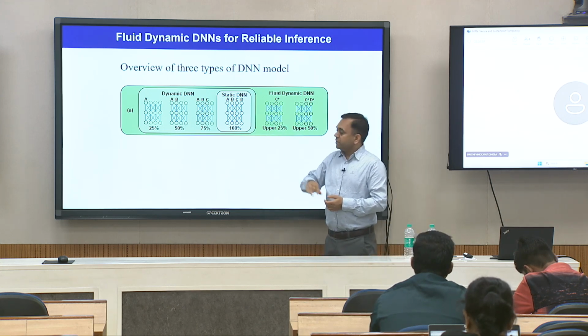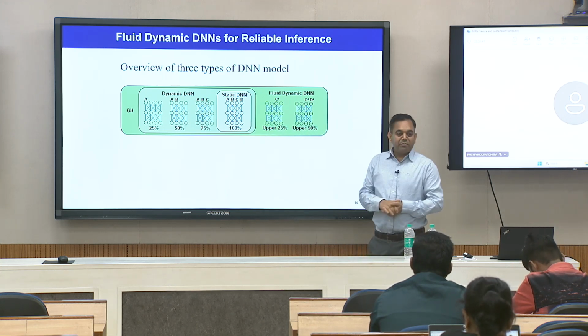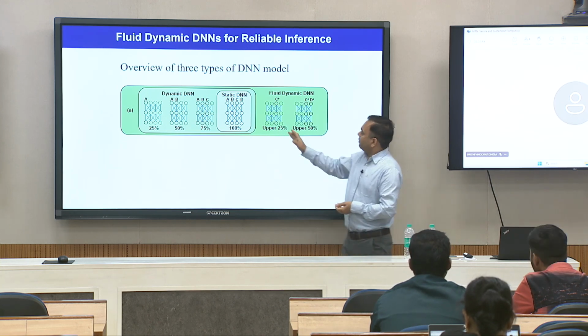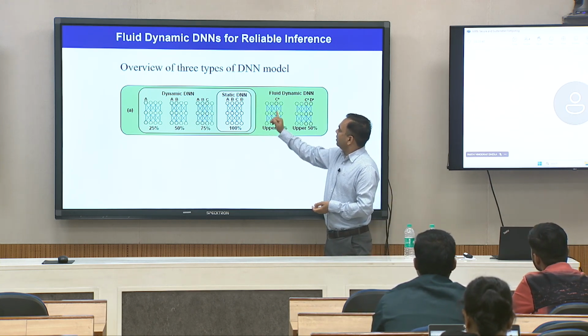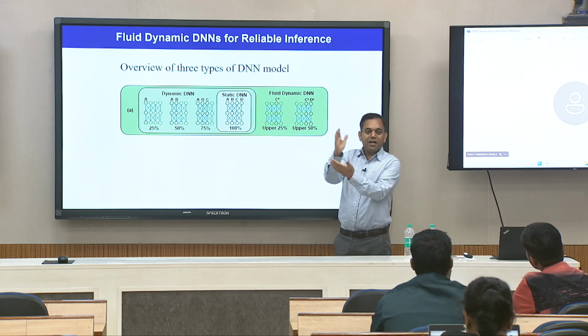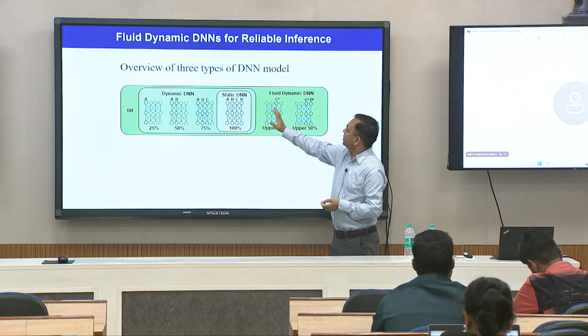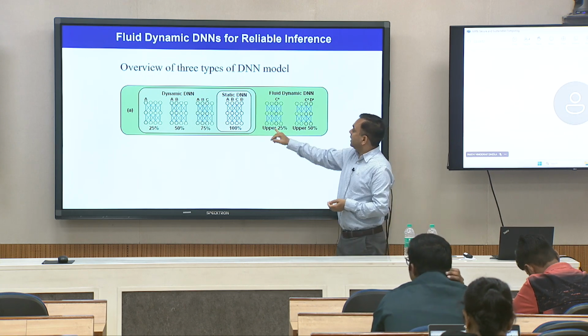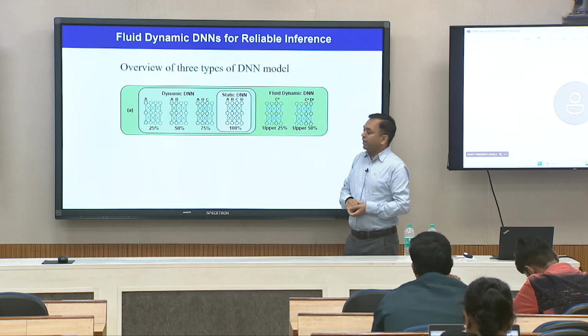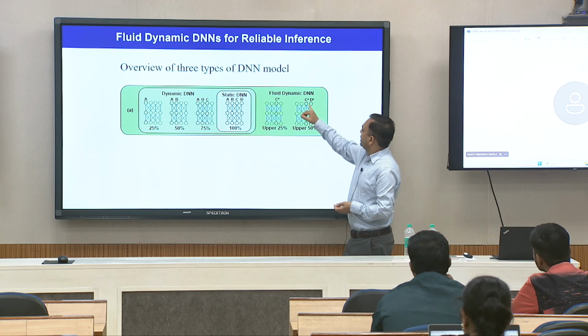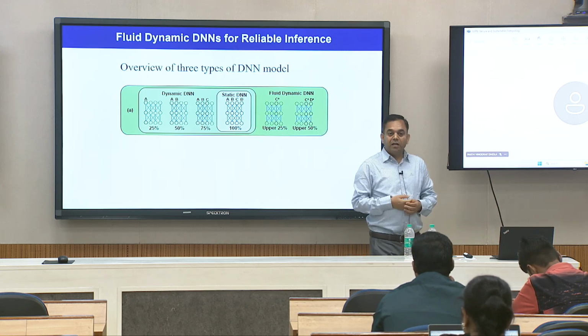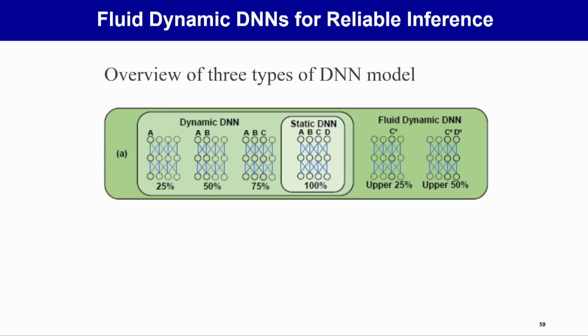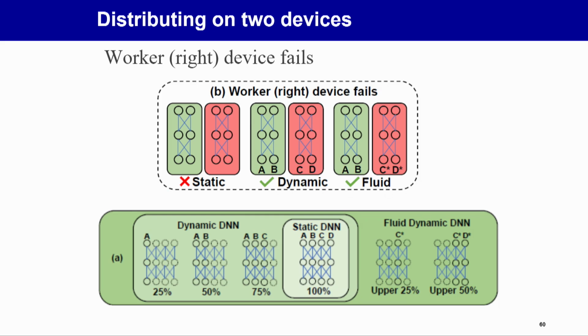So what we proposed is called fluid dynamic DNNs. Here, what we did, we tried to train the upper part, not starting from the left side, but rather something in the middle. So this is the upper 25% of the model we trained, and then we trained this one as well. So this is the upper 50%, upper 25%. Maybe it's not clear yet what the advantages are, but it will be clear in a bit.